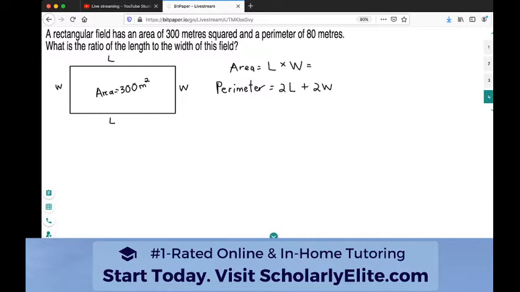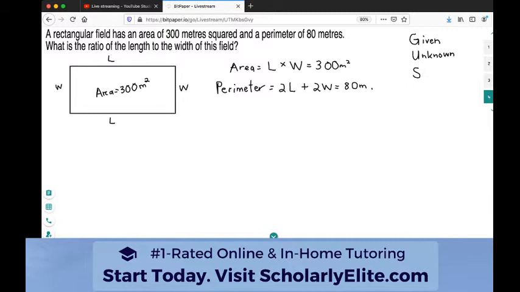Keeping all of this in mind, we also can plug in some numbers here. So I know that the area is 300 meters squared, and the perimeter is 80 meters. My number one suggestion for word problems is to always follow the GESA method, or the guess method, whatever you want to call it. So we start with what's been given. We ask what's the unknown.